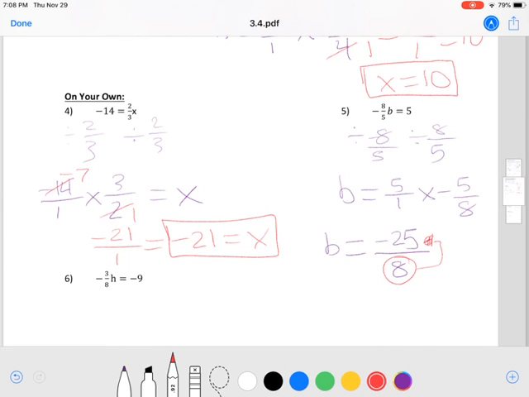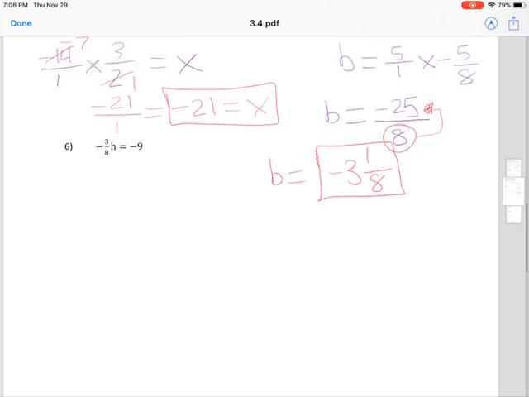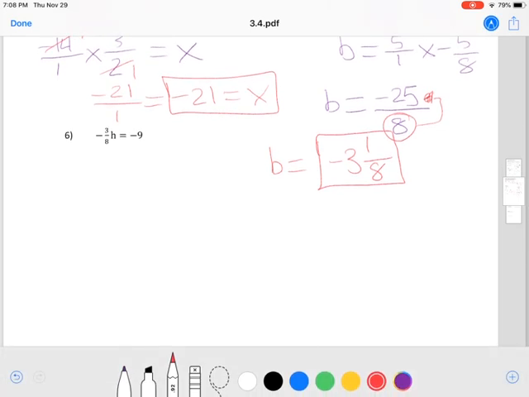I kind of gave it away there. 8 goes into 25 3 times, because 8 times 3 is 24. And this is still negative, so it's going to be negative 3. My denominator stays the same, it's still that 8. And then what's left over? 8 times 3 is 24, and there's 1 left over to get to 25. So our final answer would be b equals negative 3 and 1/8. Negative 3 and 1/8. If you wanted to do that in decimal form, you could have done that as well, but I just thought it would be a little faster to do a mixed number.